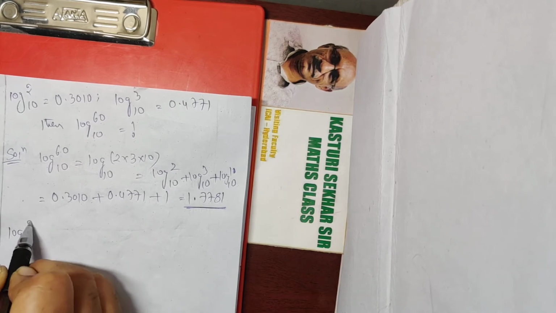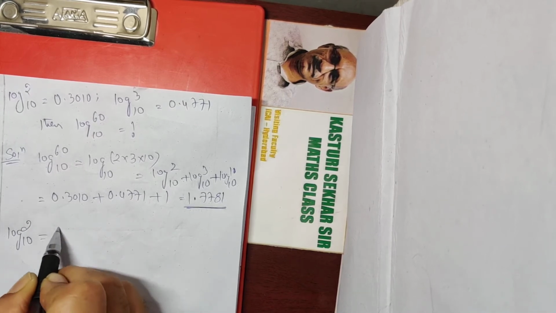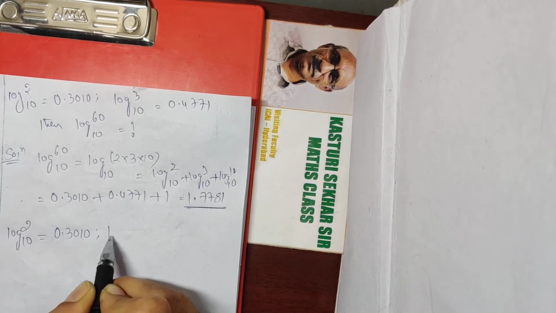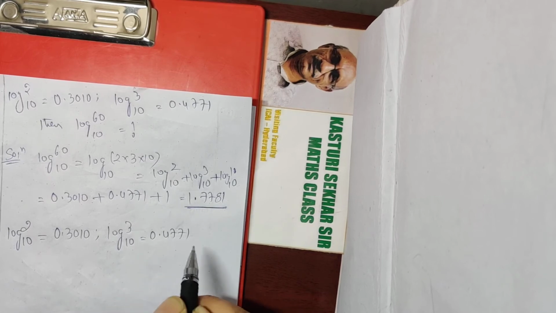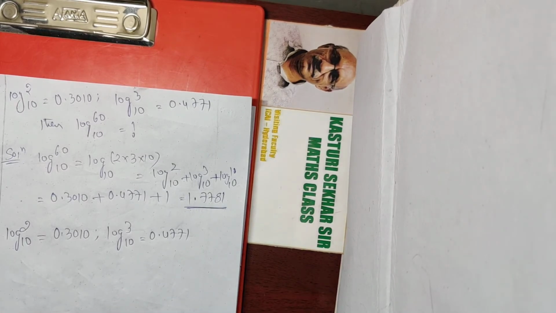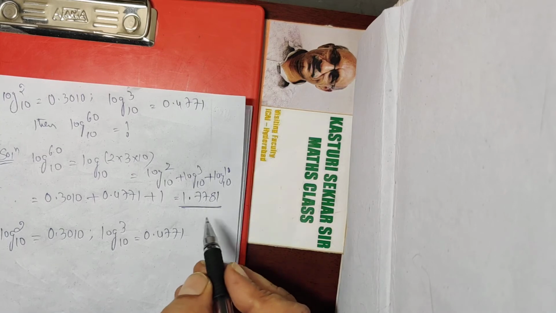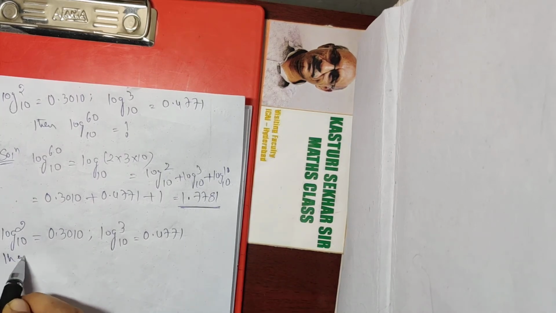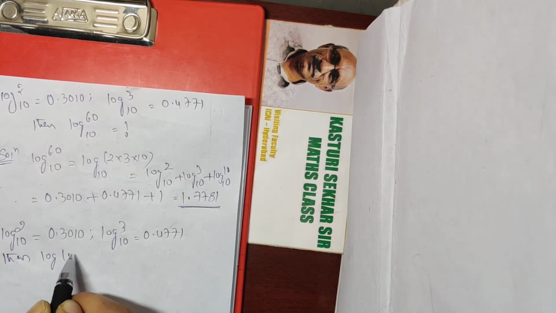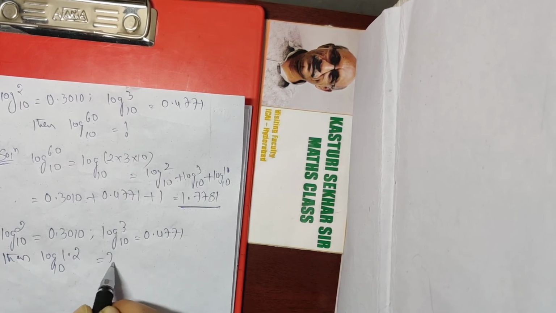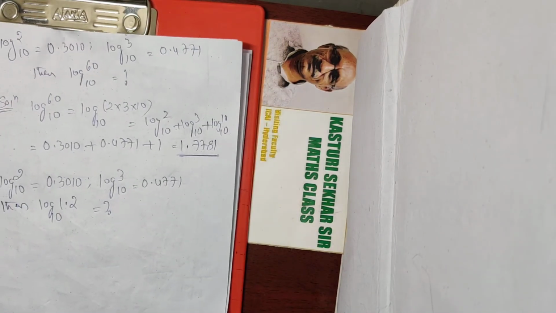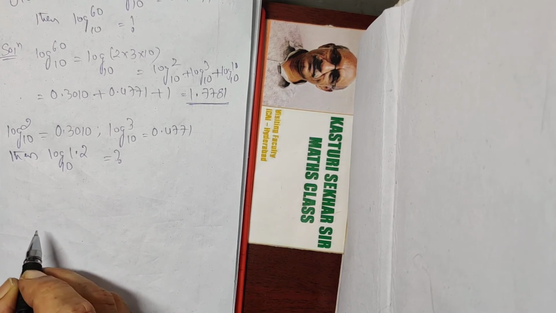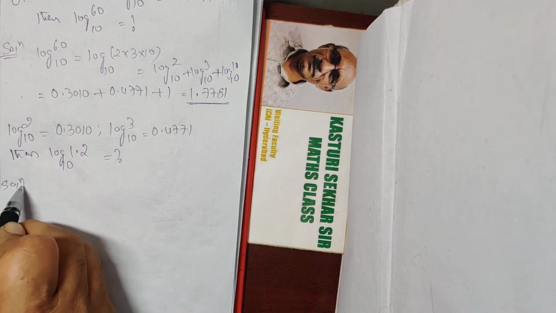One more question. Log 2 to the base 10 is 0.3010. Log 3 to the base 10 is equal to 0.4771. Then log 1.2 to the base 10 is equal to question mark. Now see the solution for this.